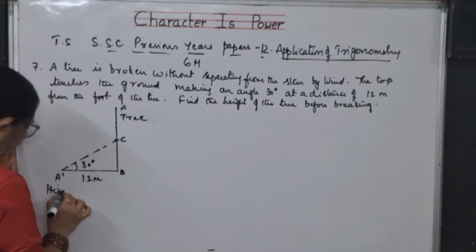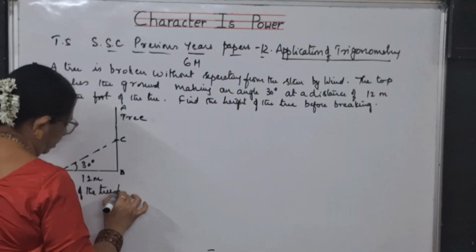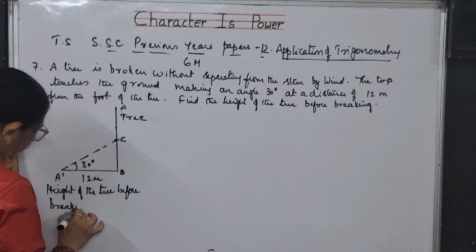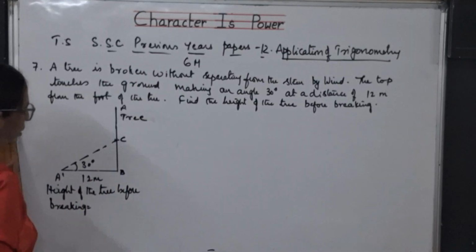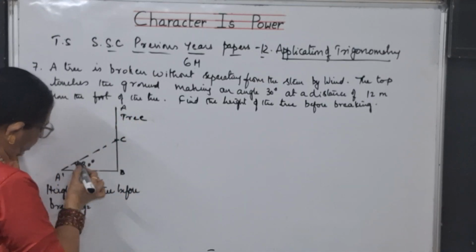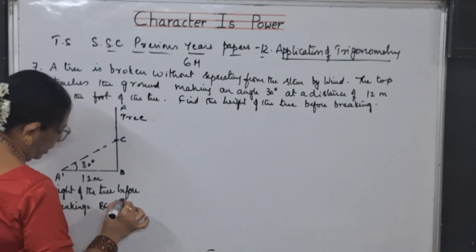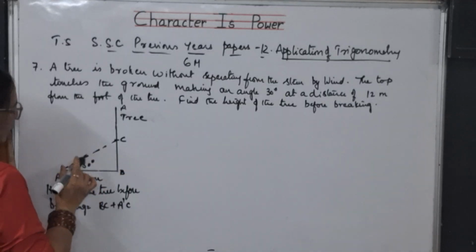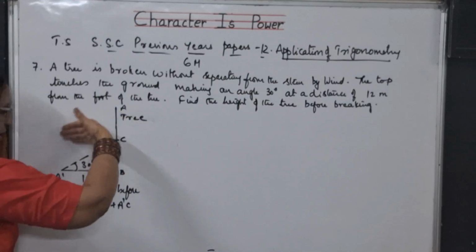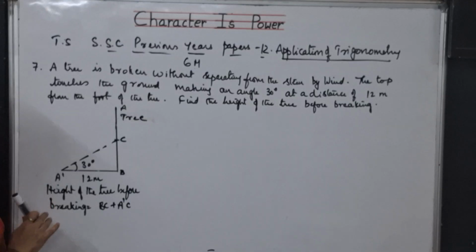Height of the tree before breaking. Height of the tree before breaking means what, children? This is actually the height of the tree, but a part is broken and fallen down here. So when you take BC and add A dash C to it, you are going to get the height, because the same part has fallen down here. Whatever is this part, this only has fallen down. So when you know this height and this height, you will come to know the total height of the tree.